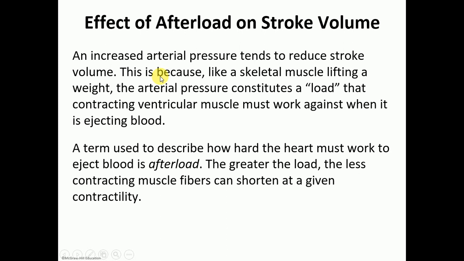That's because, for example, when you're trying to carry something with a skeletal muscle, the heavier it is, that increase in load is going to make it harder for your muscles to carry it. The same thing with your cardiac muscles. If there's an increase in blood pressure, that's going to make it harder for the ventricles to contract. So any increase in afterload means the heart has to work harder in order to overcome it.